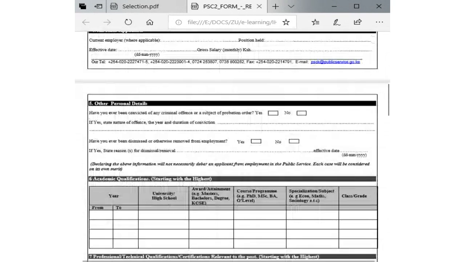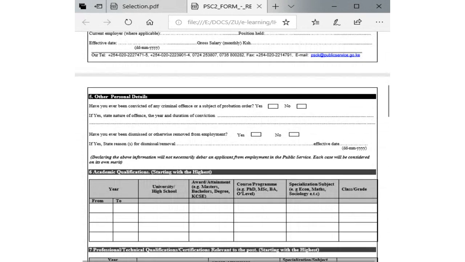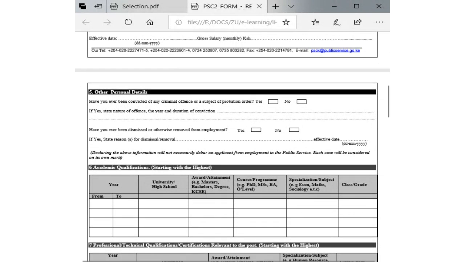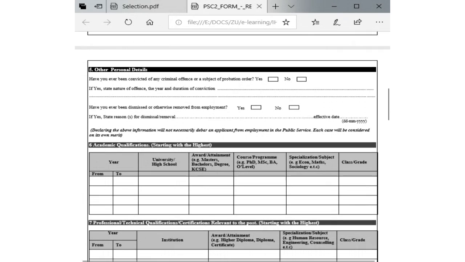Then other personal details. Have you ever been convicted of any criminal offense or subject to a probation order? If yes, state the nature of the offense, the year, and the duration of conviction. Now, some of these things should not be used to deny you a job, but it's good to be open because they might get this information if you are not careful. Have you ever been dismissed or otherwise removed from employment? That's why it's not good for you to be dismissed from employment. If yes, you give the reason why you were removed from employment.